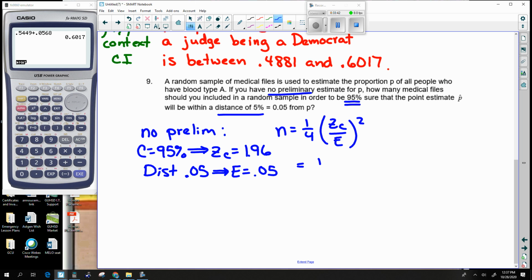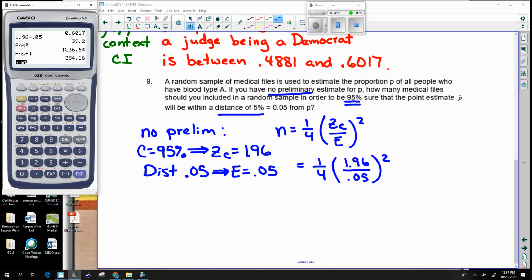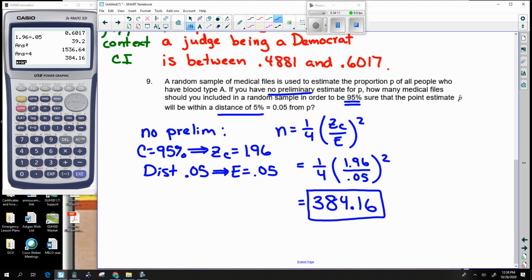All right, so this is going to be 1/4 times ZC divided by E, squared. I begin with the inside, so 1.96 divided by 0.05 squared, times 1/4, AKA divide by 4. So the minimal sample size is 384.16. So 385. There it is.